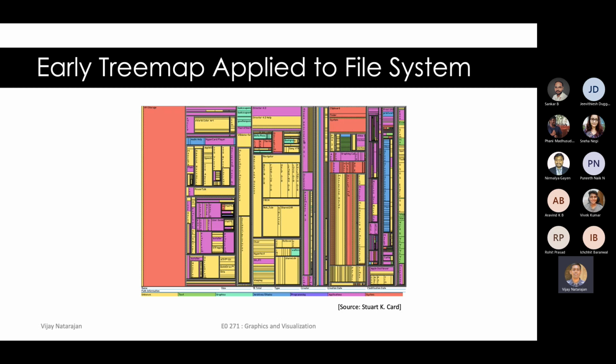Yellow, I think, is unknown. Green is for text, and then the cyan is for graphics kind of files. This is applications, the purple, and so on. From a first cut, this is not too helpful.